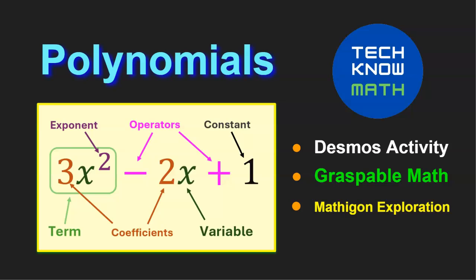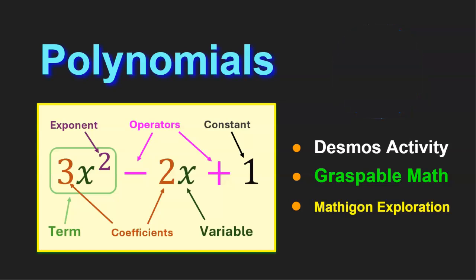This is Algebra 1, Term 4, Lesson 13, Polynomials. We'll begin with the Desmos activity, then we'll do some vocabulary work in Graspable Math, and we'll finish it up with a Mathagon exploration and a little something extra for the kids' portfolios.